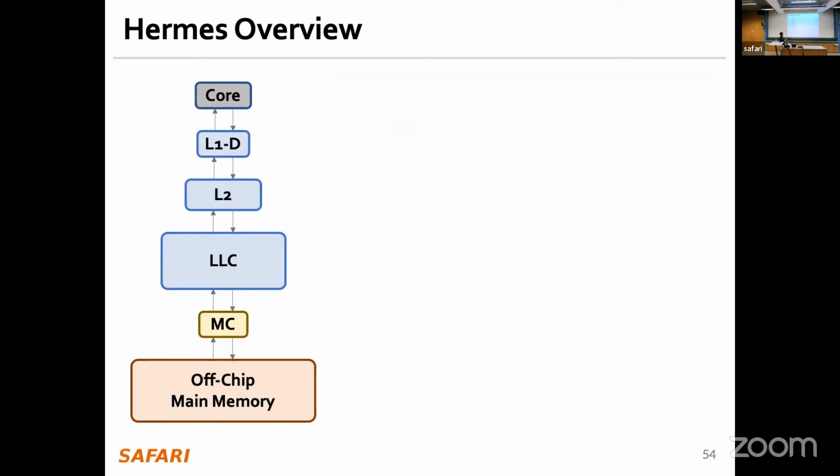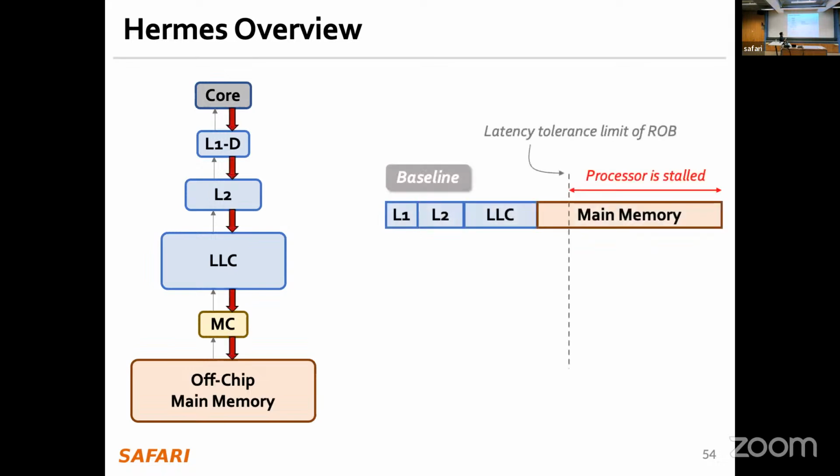So this is a traditional processor diagram. You have the core followed by the L1 data cache, then the L2 cache, the LLC, then the memory controller, and then the off-chip main memory. Now, in the traditional system, the core would request the data from L1D, miss, then L2, miss, then LLC, miss, then the memory controller, and then finally access the off-chip main memory. Then it would return the data back to the core. So that's how the timeline looks in the baseline case: L1, followed by L2, followed by LLC, and then the main memory.